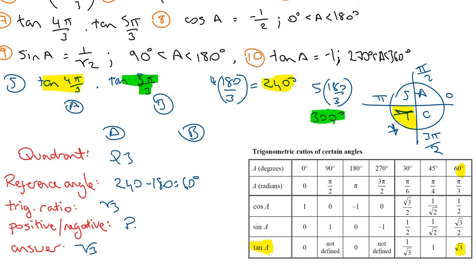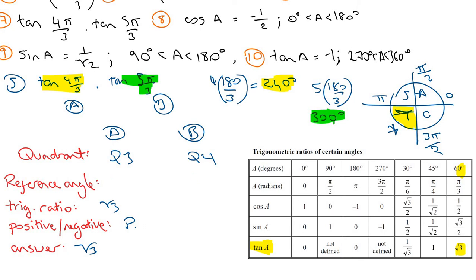So now we're looking at part B there, which is tan of 5 pi over 3. We already said that 5 pi over 3 is 300 degrees. The 300 degrees is in quadrant number 4. How to find the reference angle in quadrant number 4?